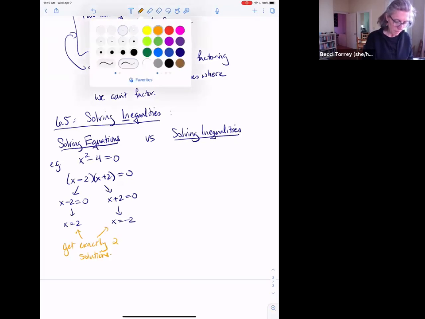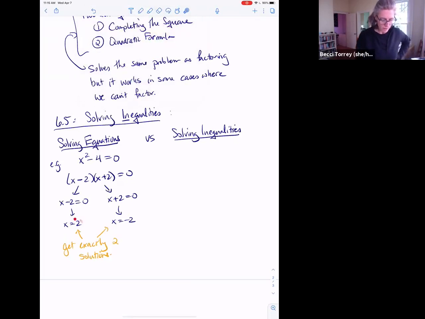What that means is these 2 values, x equals 2 and x equals minus 2, are values that when I plug them into the left side, 2 squared is 4, minus 4 equals 0, I get the same thing as the right side. And those are the only two solutions, right? That's everything you can do.